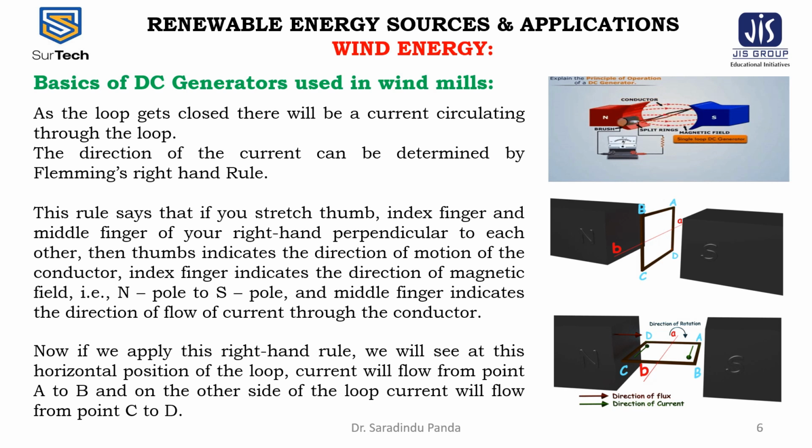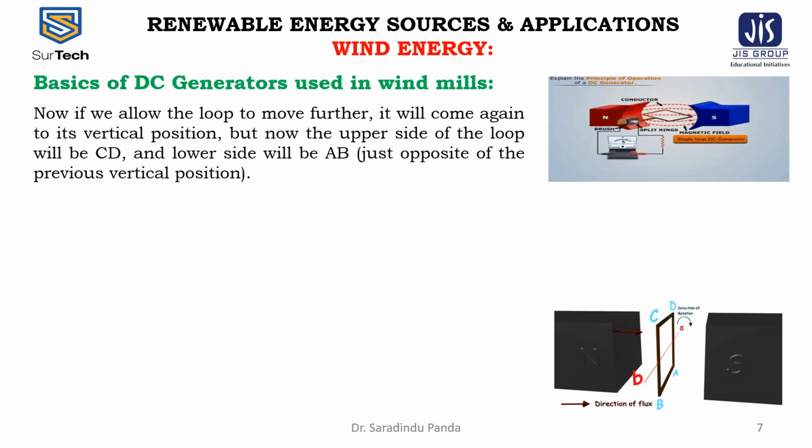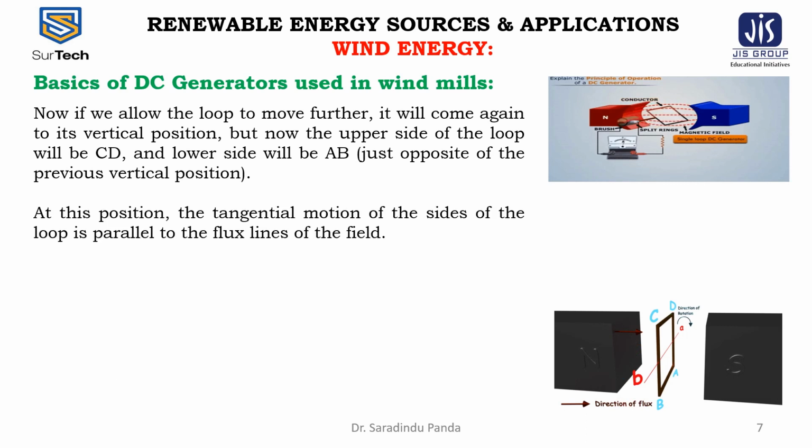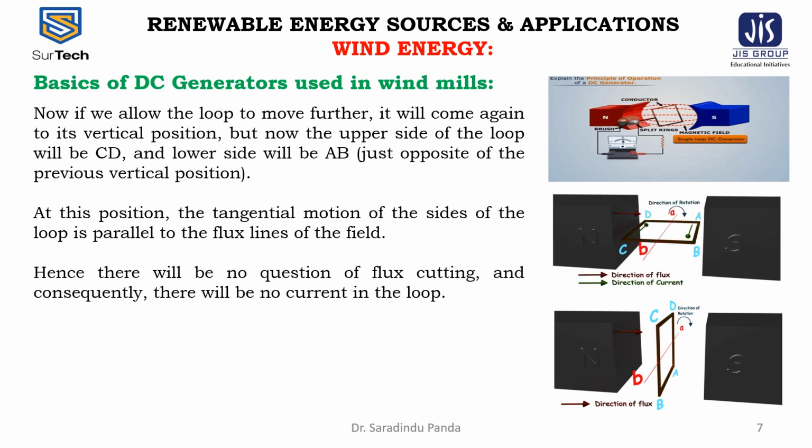Now if we apply this right-hand rule, we will see that at this horizontal position of the loop, the current will flow from point A to B, and on the other side of the loop, the current will flow from C to D. If we allow the loop to move further, it will come again to its vertical position, but now the upper side of the loop will be CD and the lower side will be AB.